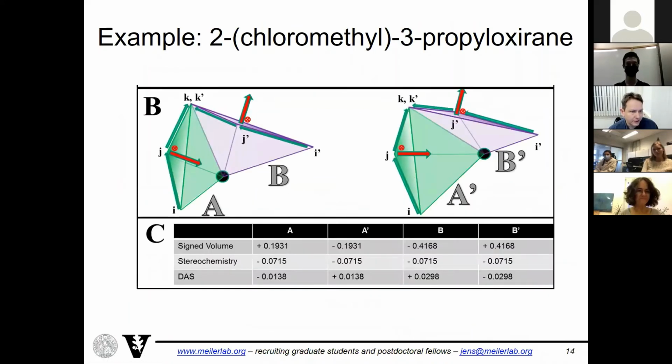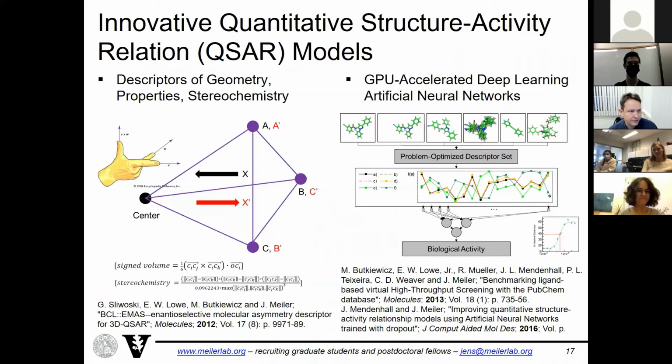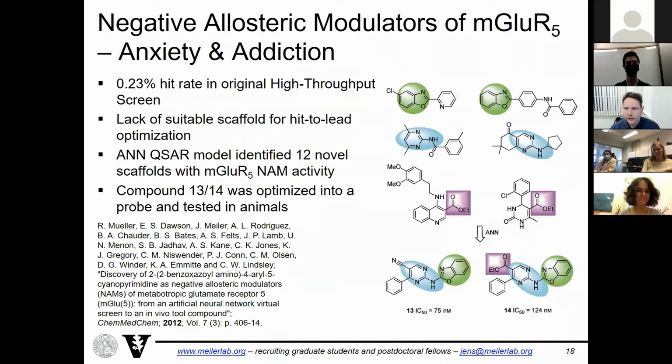I don't want to go into details of this paper, of the stereochemistry. You can sort of go ahead and read it. I also don't want to go into a ton of application papers. There are probably 50 papers where we use the BCL for drug discovery. And it's just going to be boring.